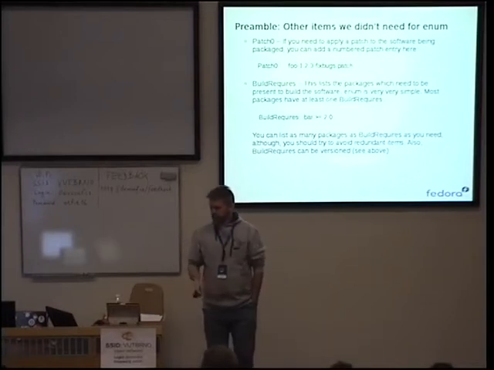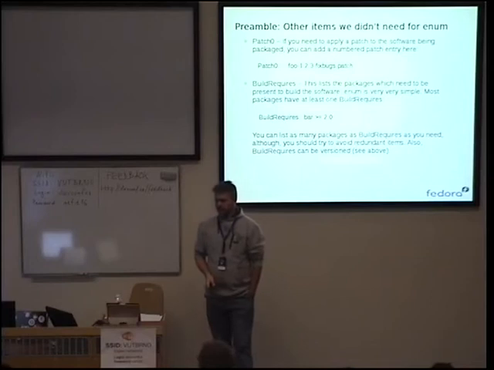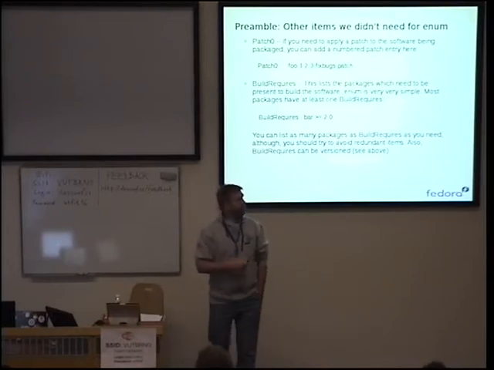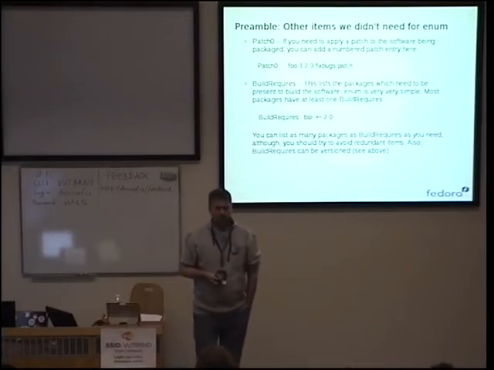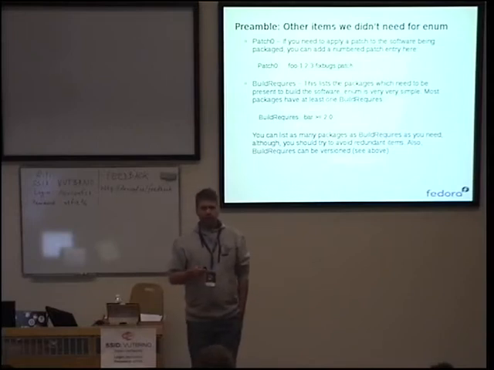Other items we didn't need for enum. You can use Patch there, which patches the source, and you put there Patch0, Patch1, Patch2, and the file names which include the patch. The patch should be present in the rpmbuild/SOURCES directory. Yes, question?